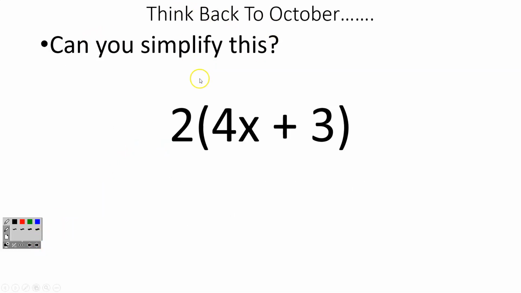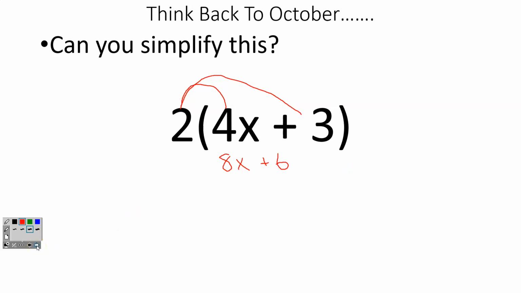So here we go. Can we simplify this? Well, if I look at this problem, I see the parentheses. If we think clear back to the beginning of the school year, about October, about 2.5 months ago, we practiced doing rainbows. When we do the rainbows, we do the distributive property. That means we're multiplying. So 2 times 4x gives me 8x. 2 times 3 gives me 6. So hopefully you remember how to do that one.